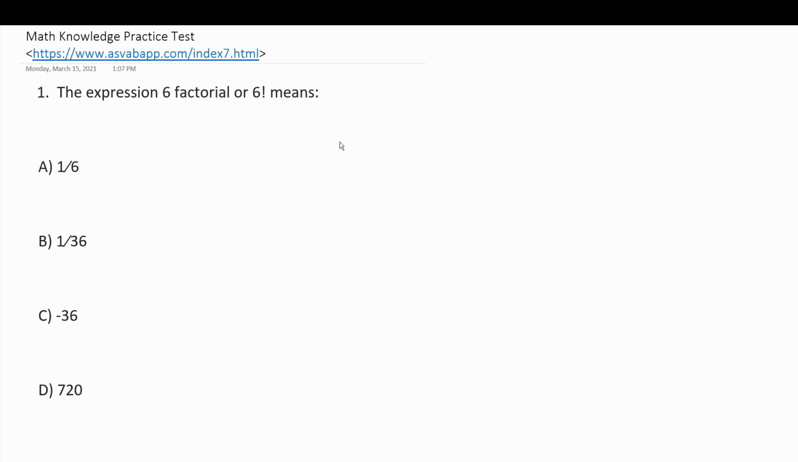All right, number 1 says the expression 6 factorial, or this exclamation point means factorial as well, so 6 factorial means. Well, to do this one, you have to know what factorial means, and that's defined as the product of an integer by all the integers below it. So this 6 factorial is the same as 6 times 5 times 4 times 3 times 2 times 1. 0 is not an integer, so we wouldn't include that. So by working this out here, we'll know what 6 factorial is. So let's go ahead and do that.